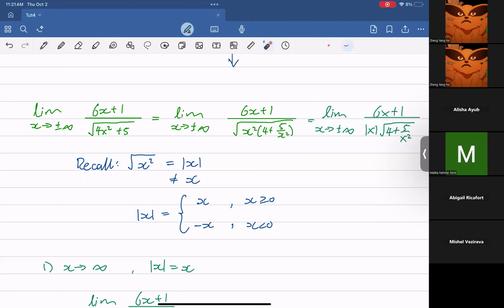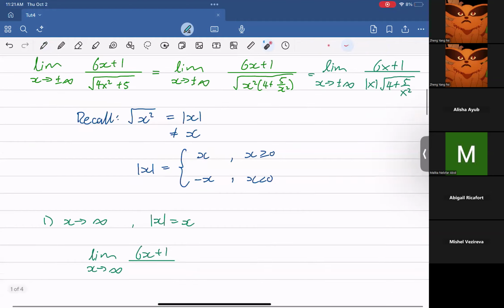So that's going to get us like this, and now we can simplify from here. The absolute value of x is just going to simplify to x. So we have x times the square root of 4 plus 5 over x squared. And as x goes to infinity, once again, if you directly plug it in, you have infinity times something in the denominator. That's not going to work.